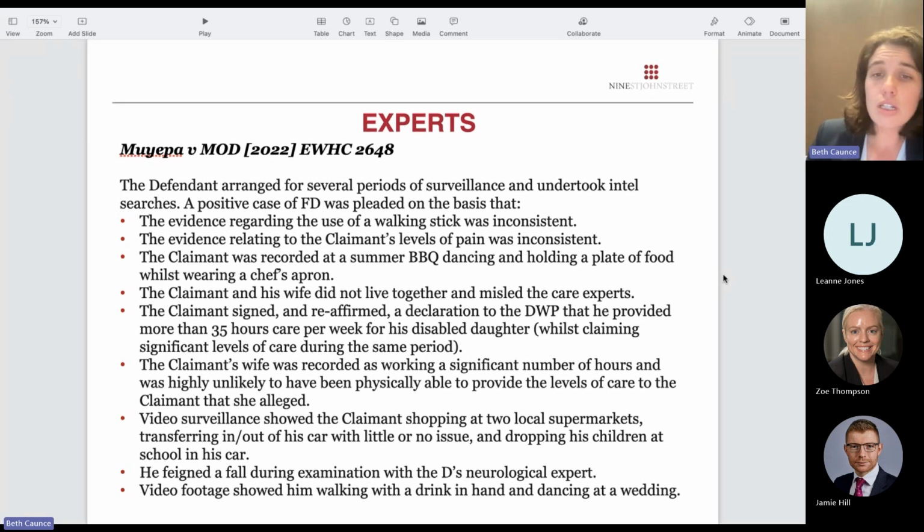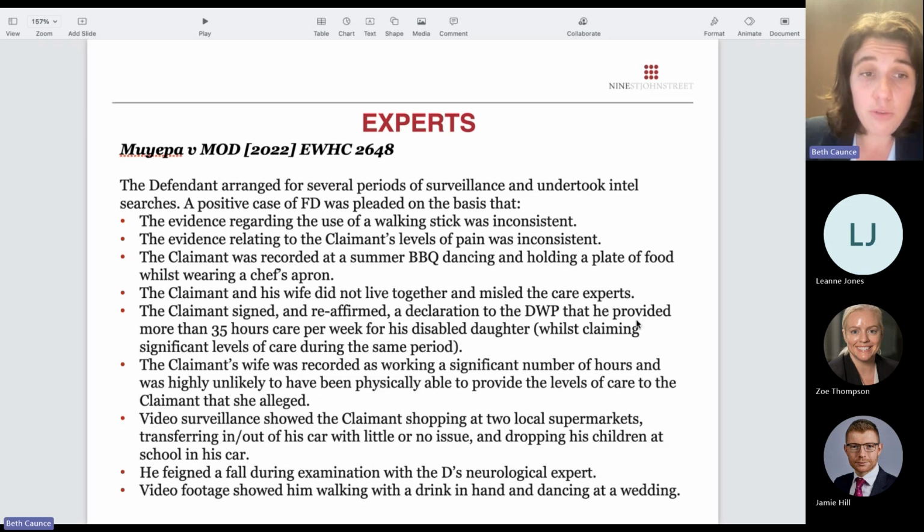The DWP records were obtained, and this is something I'm going to come back to later on as well, where these records can be invaluable sources of information. Here, the claimant signed a declaration to the DWP that he provided over 35 hours of care per week for his disabled daughter, whilst at the very same time claiming in the context of this case that he was unable to care for her and that he, in fact, needed a significant level of care.